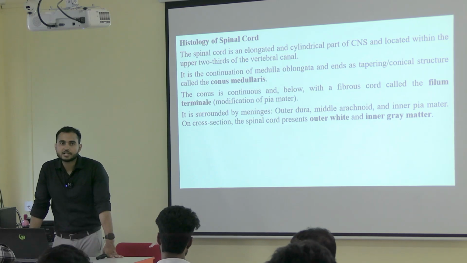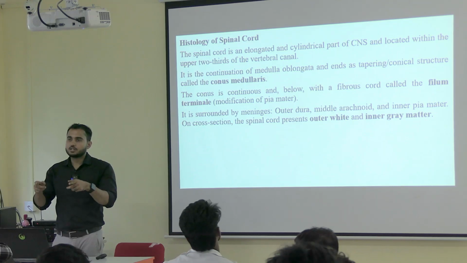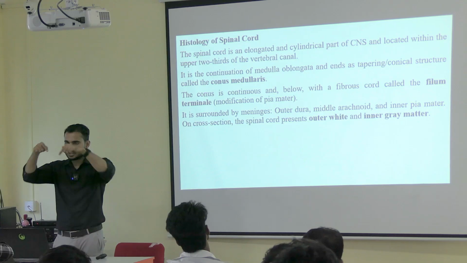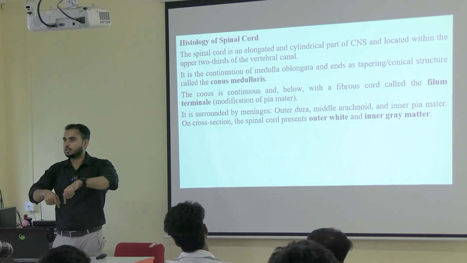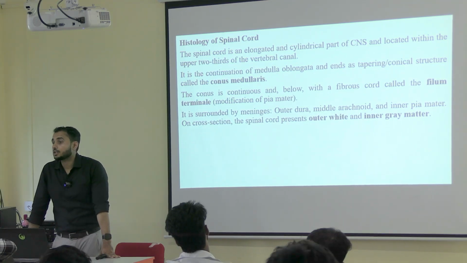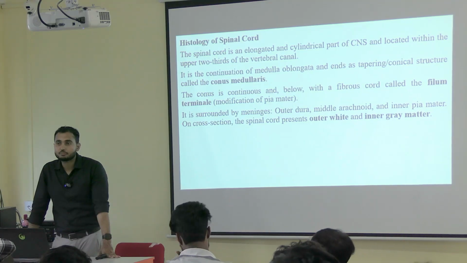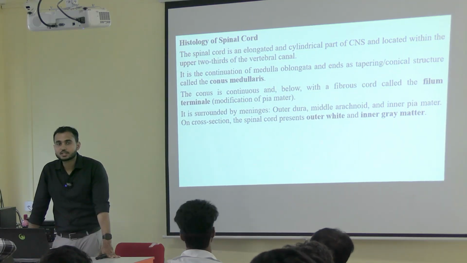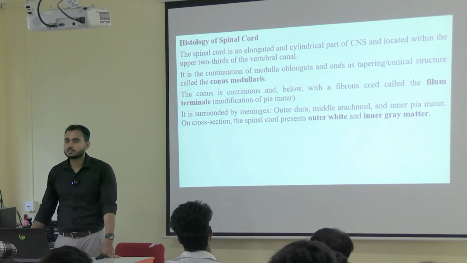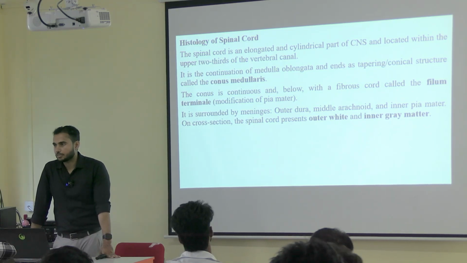It is a part of the central nervous system. You know that the spinal cord is the downward continuation of the medulla oblongata. So from where to where does it continue? Upper border of the first cervical vertebra to lower border of the first lumbar vertebra. That is the extent of the spinal cord in an adult. In small children or infants, it reaches up to the second or third lumbar vertebra.